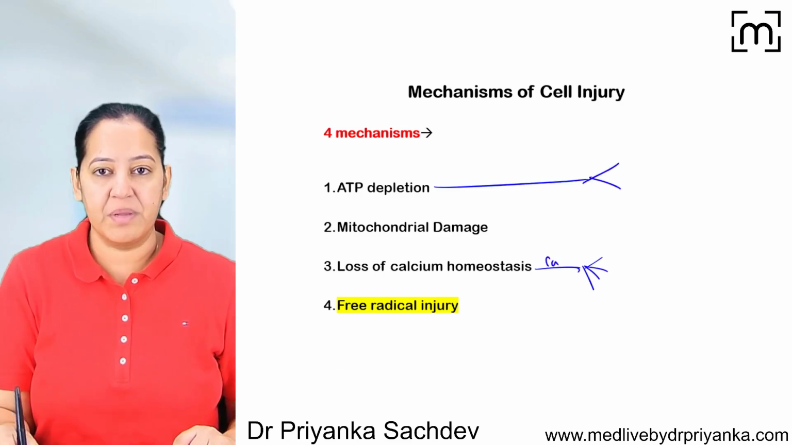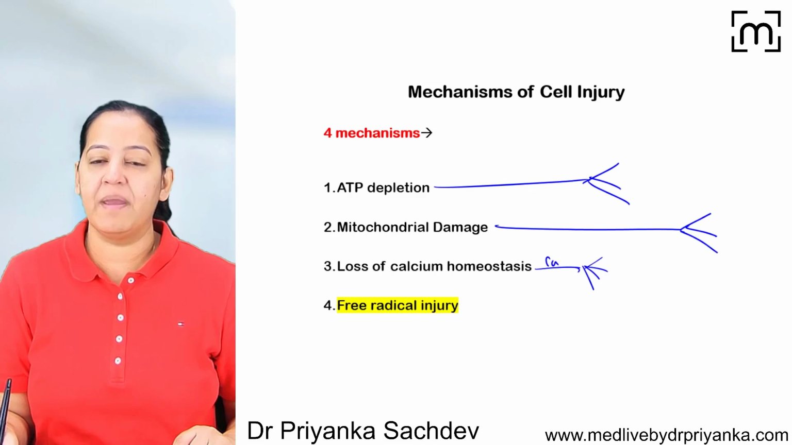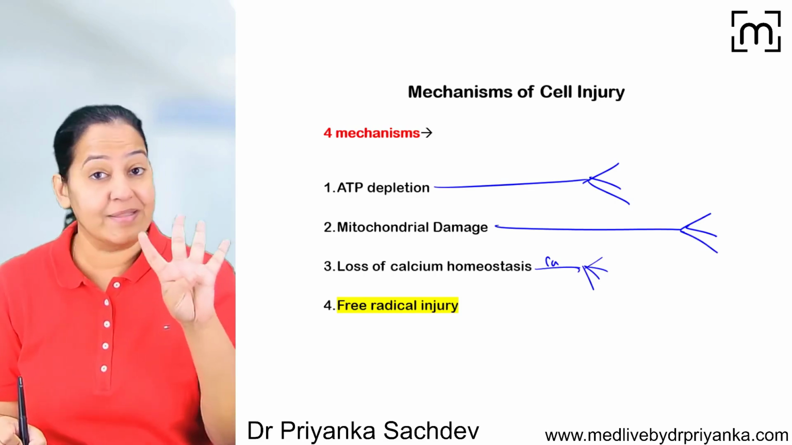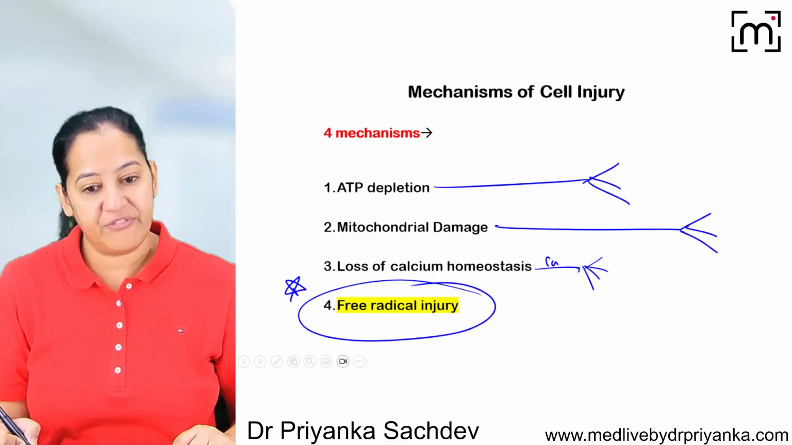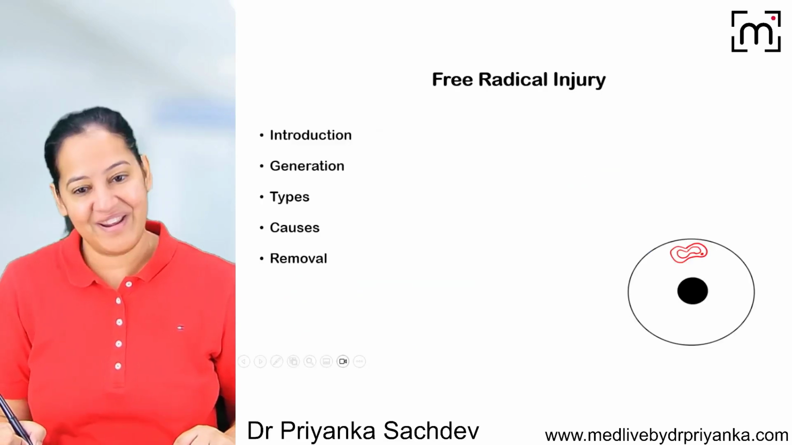So here I taught you the 3 mechanisms, and here I taught you the names of the 4 enzymes you have to learn. And finally, the ultra important, the 5-star important, is the free radical injury. So coming to the last one, the free radical injury.